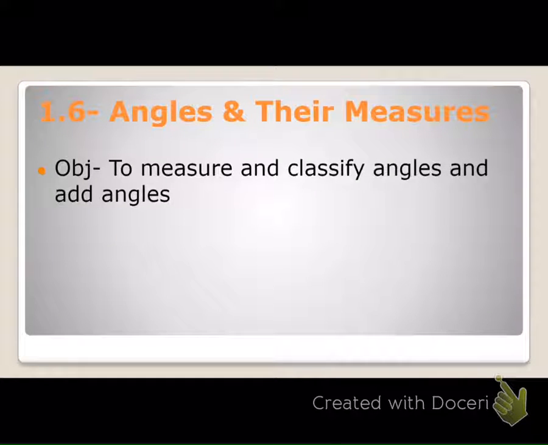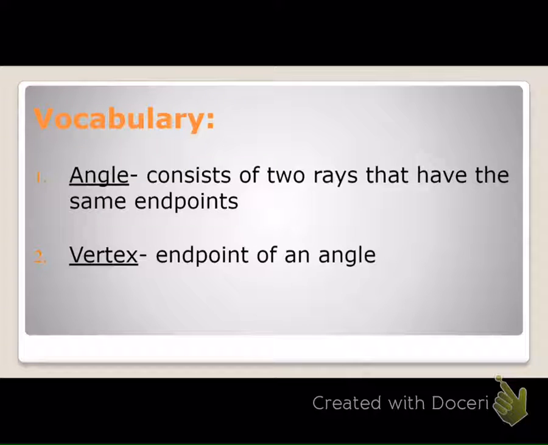1.6 talks about angles and their measures, and the objective is to measure and classify angles and add angles. Now, our first vocab word is angle. It consists of 2 rays that have the same endpoint. So 2 rays, a ray going this way, that is an angle. Has the same endpoint. Now, that endpoint is called the vertex. So I am going to label this. This little spot right here is the vertex.